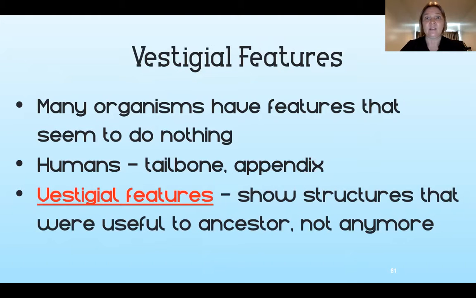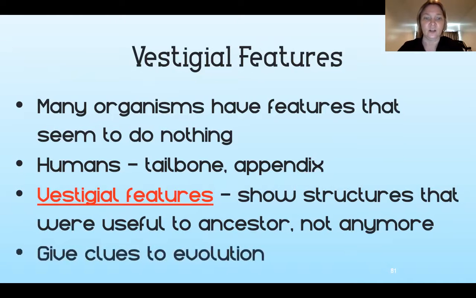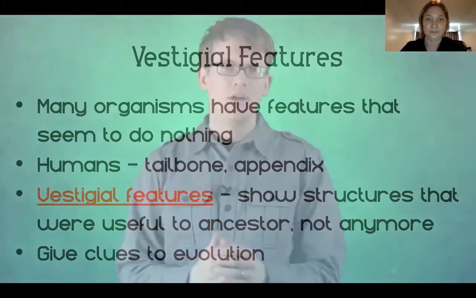That means that somewhere back in our history, we have an ancestor that had a tail, and over time, we just got rid of it. So they show structures that were useful to an ancestor, but they are no longer useful. But they do give us clues about our evolution.